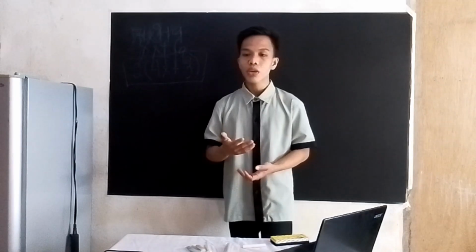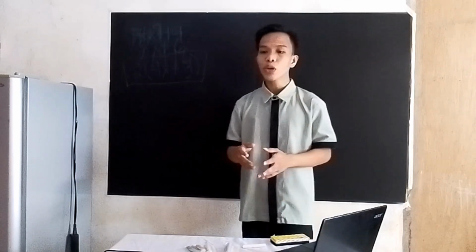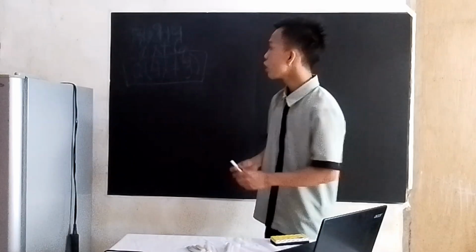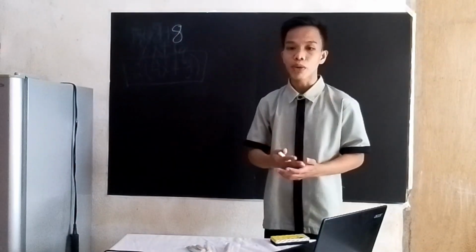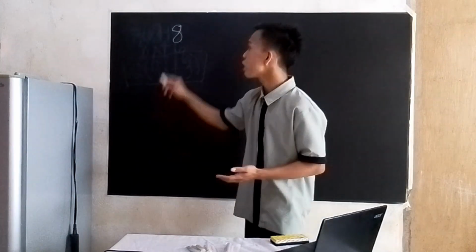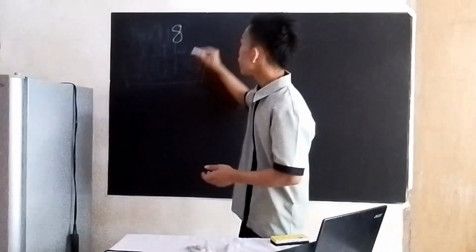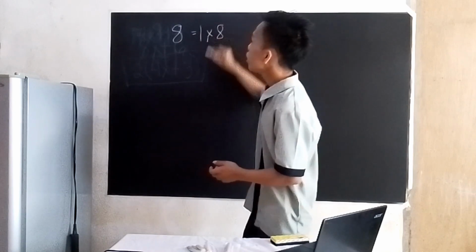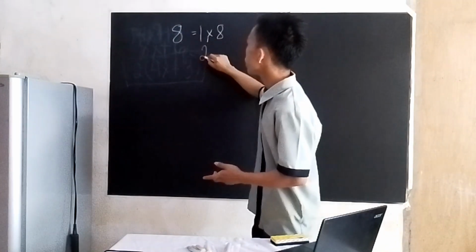What you are going to do is, I will give you a number and you will think of numbers that when you multiply, the result is that number. For example, you have 8. What are the two numbers that when you multiply, the result is 8? That's right. The first one is 1 times 8. Another, 2 times 4. That's right.